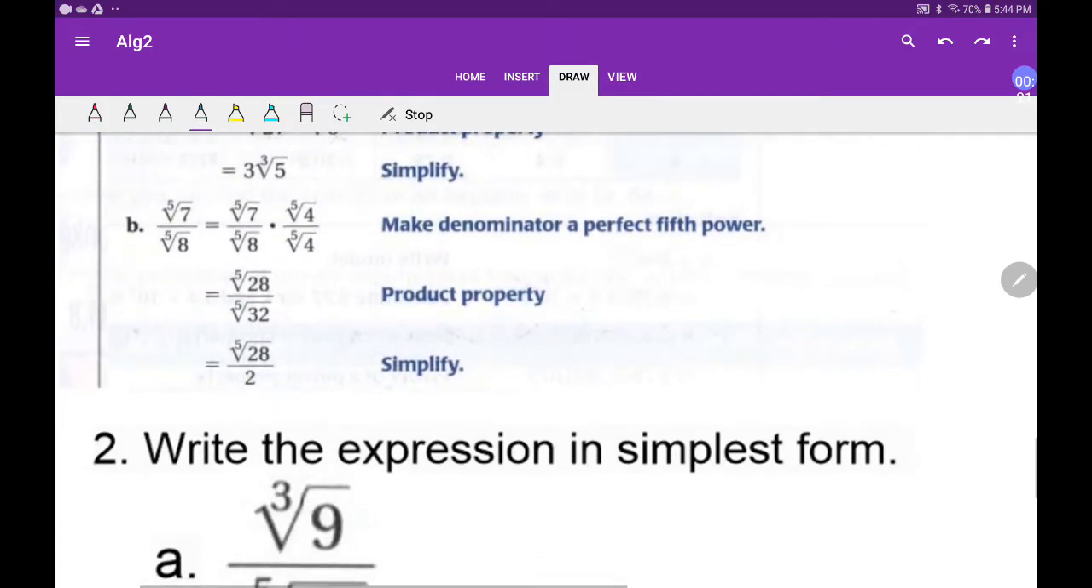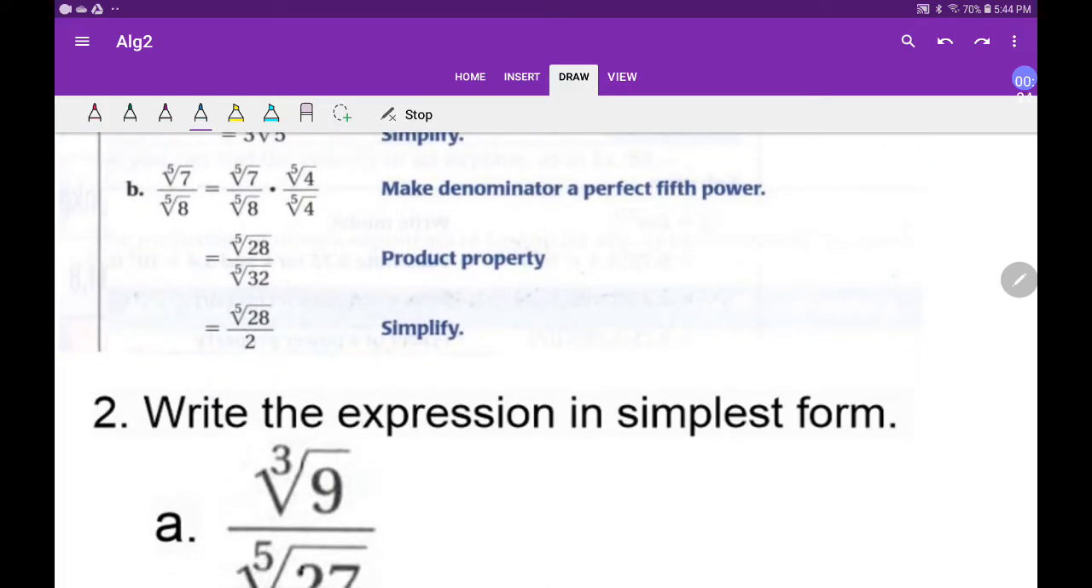But then there's this other version that we're going to do. It's shown here. I'm not sure if you can see that. But when we say the fifth root of 8, you look at that and you say, I can't do anything with that. You say, that's 2 times 2 times 2. That's 8. And I want the fifth root.